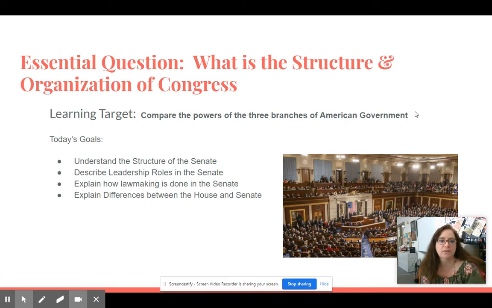All right, so what we're looking at in this unit is what is the structure and organization of Congress? And ultimately, we're going to be comparing the powers of the three branches of the government. So today we're looking specifically at the Senate. So we'll look at the structure, leadership, how lawmaking is done in the Senate, and looking at differences between the House and Senate.